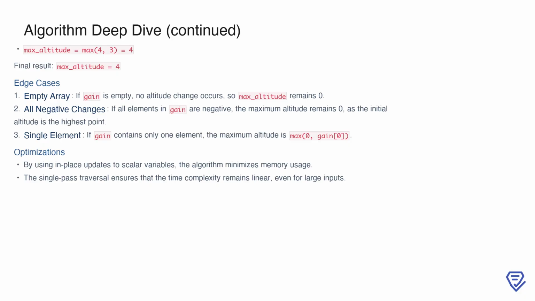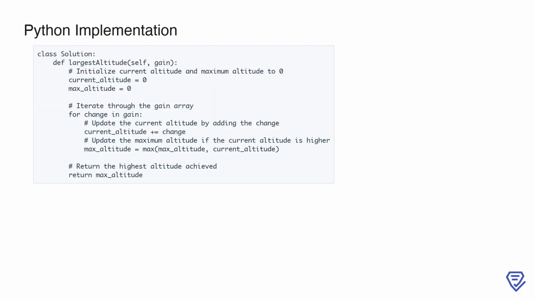that single element. This algorithm is optimized for efficiency, using in-place updates to scalar variables to minimize memory usage, while the single-pass traversal ensures that the time complexity remains linear, even for large arrays. This code solves LeetCode problem number 1732, find the highest altitude, where we are tasked with determining the highest altitude reached during a journey based on an array of altitude changes.